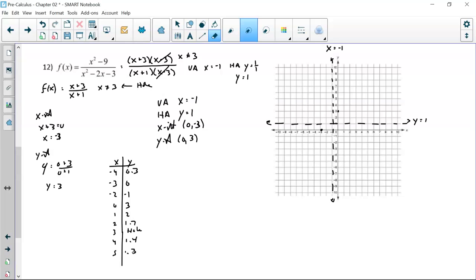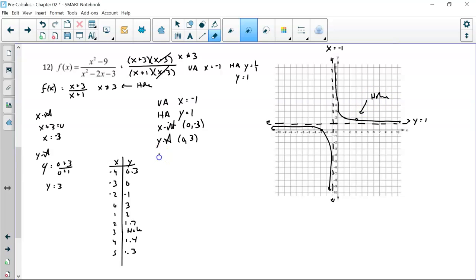So when we graph this, like that, and over here, I'm going to draw through it. Try to. And then at +3, we have a hole in the graph. So keep in mind there's a hole there.